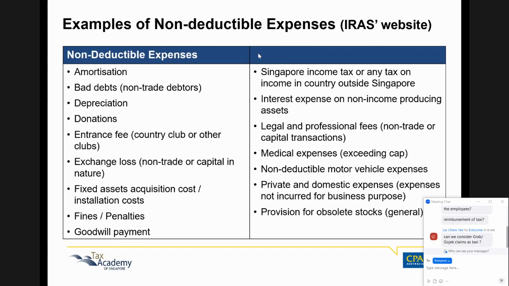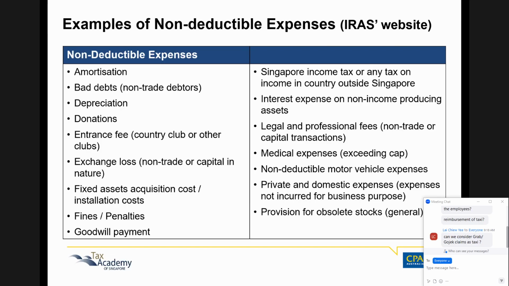Okay, what about some common examples of non-deductible expenses? These are also the items that you see very commonly. So, amortization of your intangible assets, for example, because all these are accounting entries. Your bad debts in respect of non-trade debtors. Depreciation again is on your assets, but it's also an accounting entry. Donations, not deductible expenses. Later you'll see that we have you add it back as an expense, but we have another provision for donations.